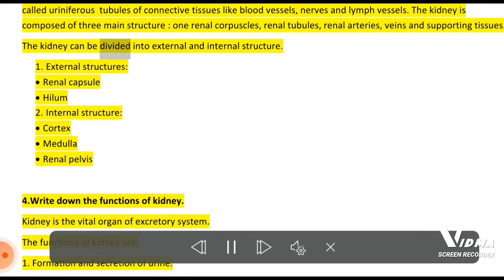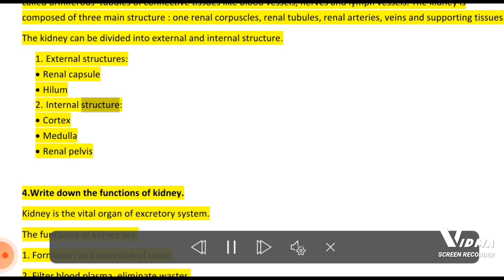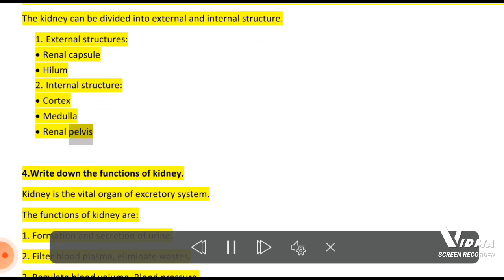The kidney can be divided into external and internal structure. External structures: renal capsule, hilum. Internal structure: cortex, medulla, renal pelvis.